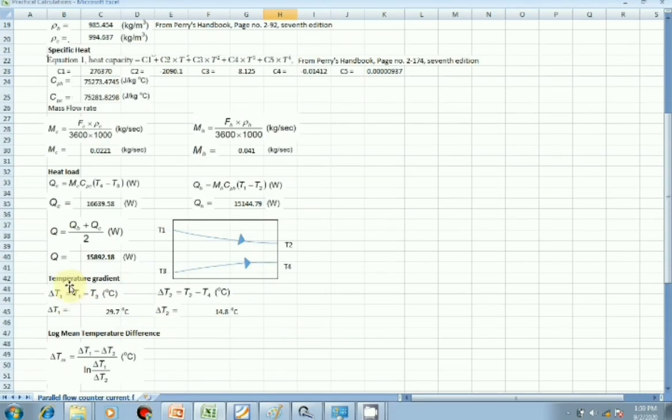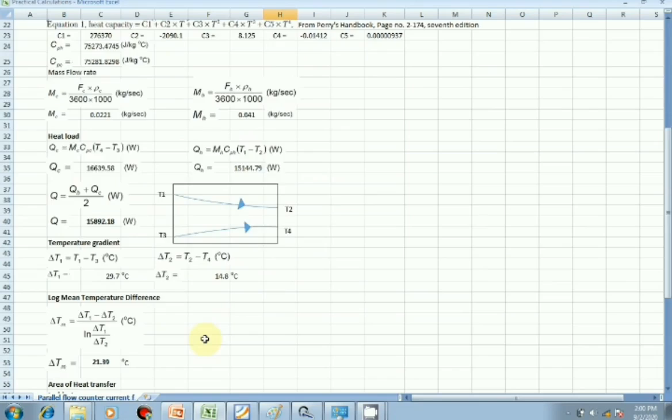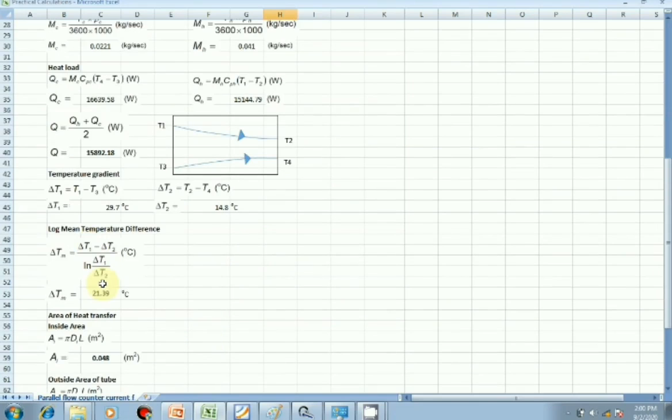Then after that we calculate the temperature gradient, that is delta T1 and delta T2. As our flow is a parallel flow or concurrent flow, here you can see that this is the inlet temperature of the hot fluid, that is T1, and the hot fluid is coming out at the other end and its temperature is T2. For the cold fluid, the inlet temperature is T3 while the outlet temperature is T4. So delta T1 is the temperature difference between T1 and T3, while delta T2 is the temperature difference between T2 and T4. So we got the value of delta T1 to be 29.7 degrees Celsius and delta T2 to be 14.8 degrees Celsius. From there we calculate the log mean temperature difference, and we got it to be 21.39 degrees Celsius.